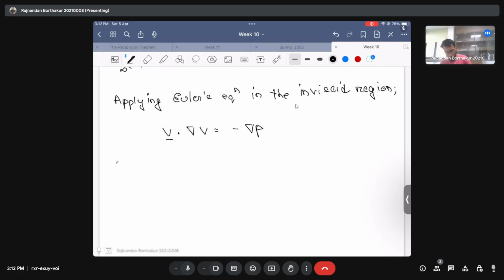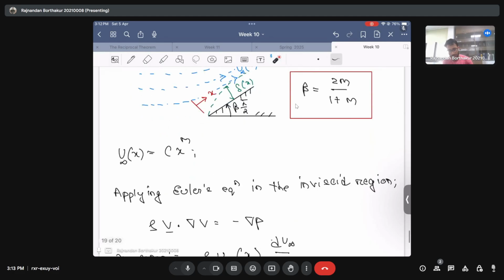So if I write the x component of this equation, it will be u infinity times the gradient of u infinity. Since u infinity is just a function of x, v dot grad v simply boils down to u infinity times d u infinity by dx, because my u infinity is just a function of x.